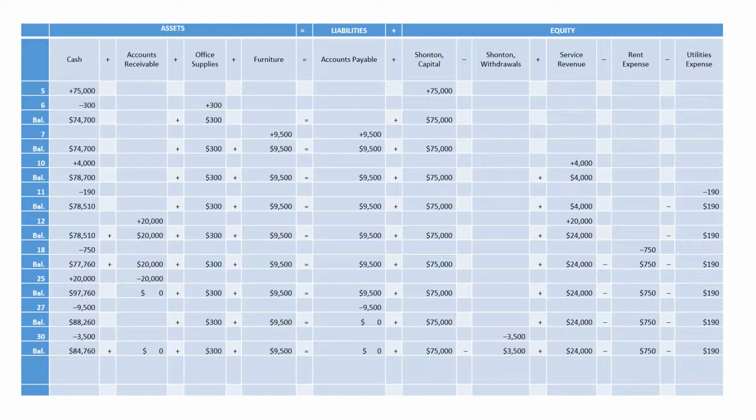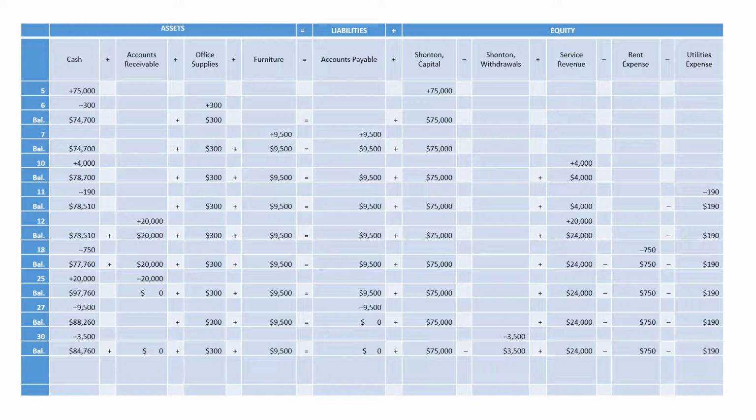Okay, so getting back to transaction B, we're going to decrease the asset cash because we paid cash, and then we're going to increase the asset office supply, because that's what was purchased. We increase the amount of office supplies we own. So when we do that, everything occurs on one side of the equation, but that's okay. Negative 300, positive 300, assets equal 0, liabilities and equity equal 0.